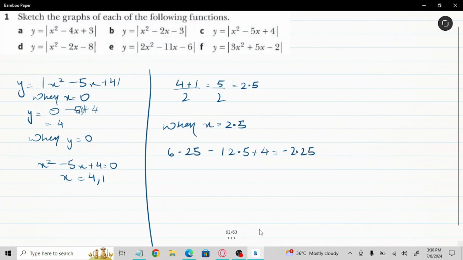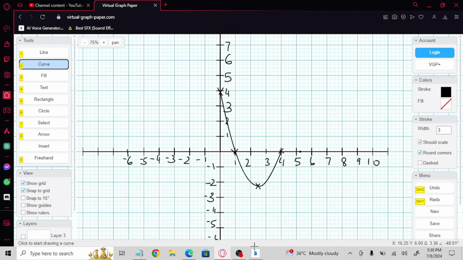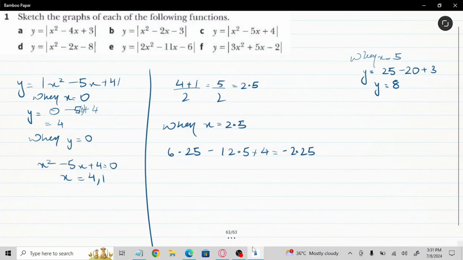So when x equals 5, y is equal to 5 5 is 25 minus 5 4 is 20 plus 3, and that's going to be 25 minus 20 is positive 5 plus 3 is 8. So we are going to go all the way up till 8. That is a little bit too much, I guess. Let me check this again. So yeah, I took the wrong equation.